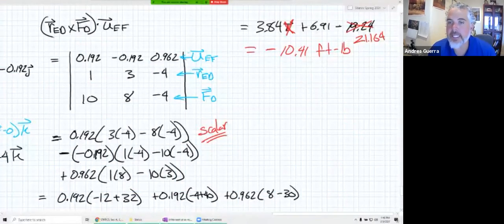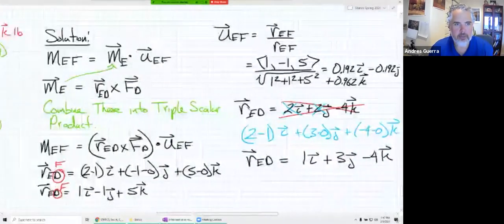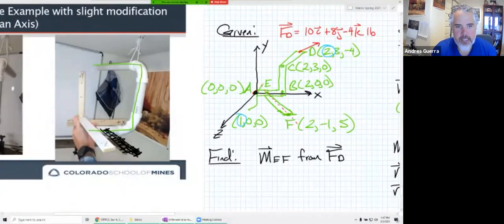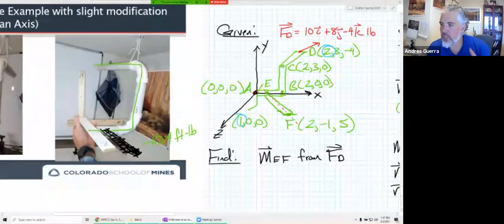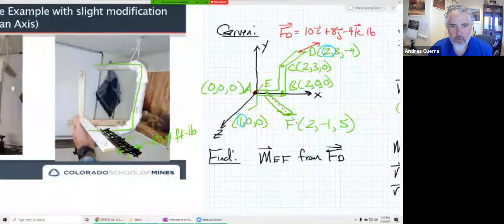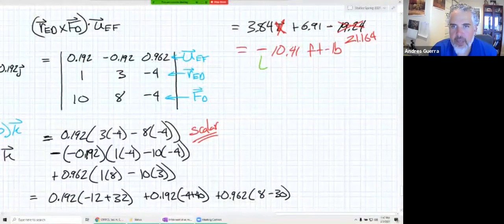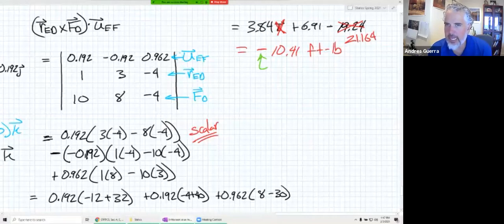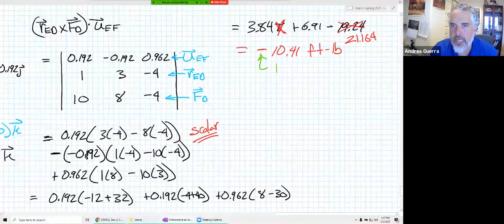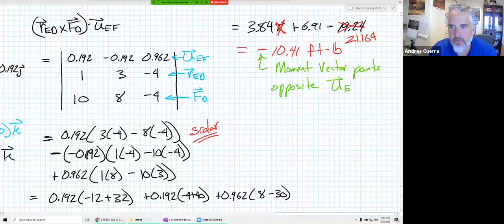Okay, but let's look at now our answer. What this is saying, just conceptually, if we go back to our picture about this segment of the pipe, is there is negative 10.4 foot-pounds that's trying to break that thing off, or just trying to unscrew it. Now, which direction is it going though? Is it trying to unscrew it this way, or that way? We can tell based off of the sign here. That negative, just like we did with forces, when we use the dot product and we got a negative magnitude of a force, means that the moment vector points opposite the unit vector that we use, which was the unit vector from E to F. So it's actually saying that the moment vector is pointing from F to E.